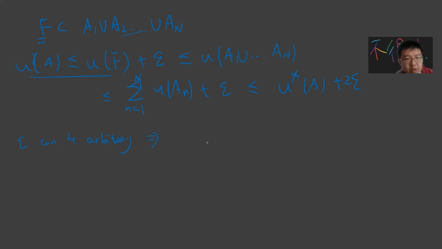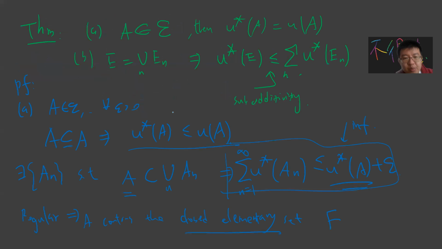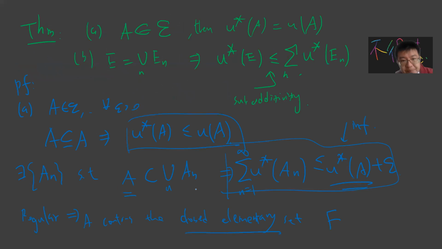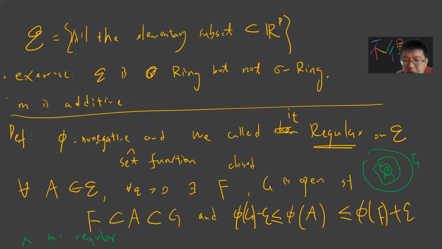So that tells you that mu of A is equal to mu star of A. Combine the last one and the previous one, so you get that mu star A equals mu A. Okay, I just figured out my definition for A, my definition for regular.